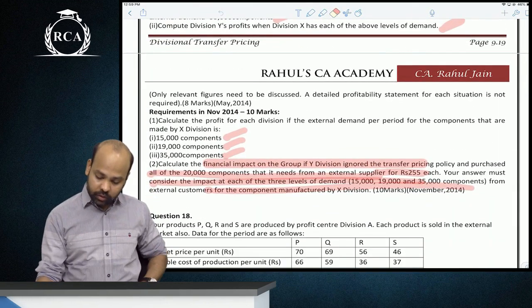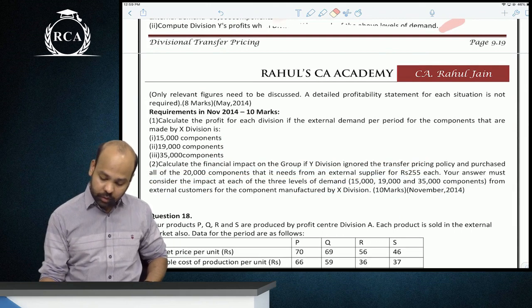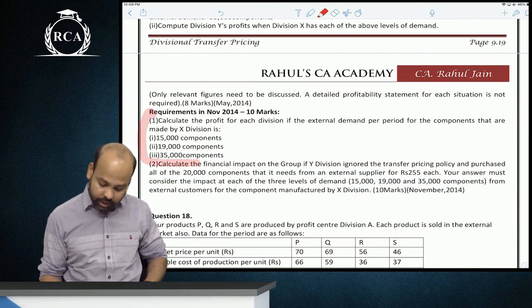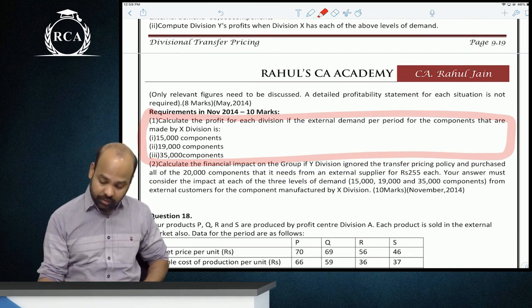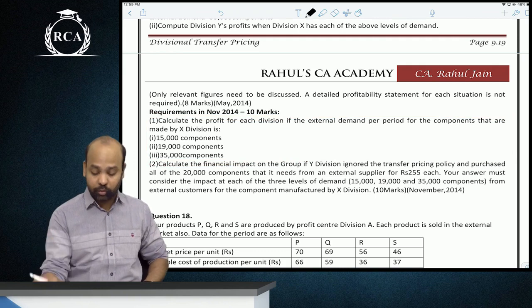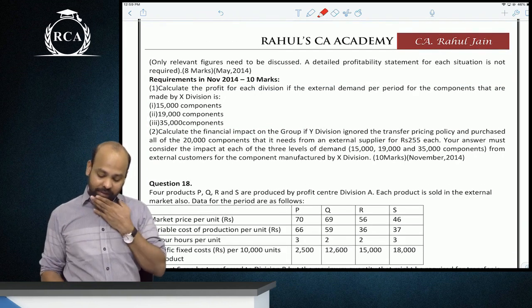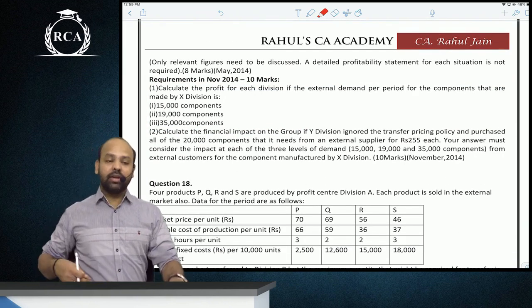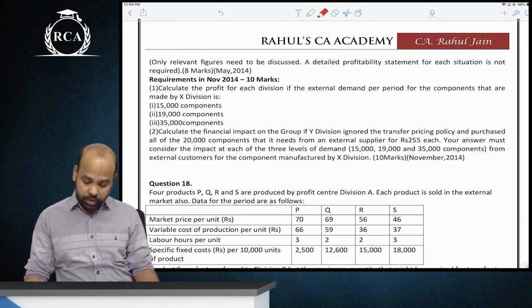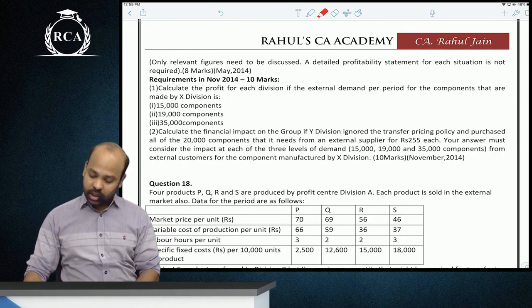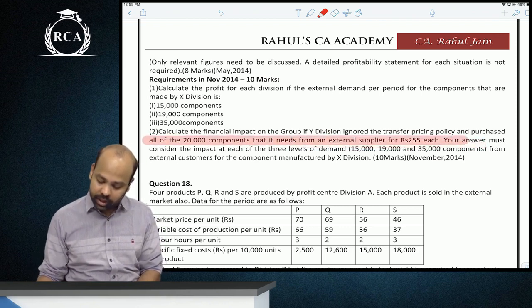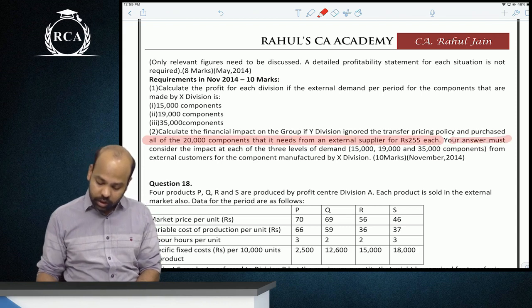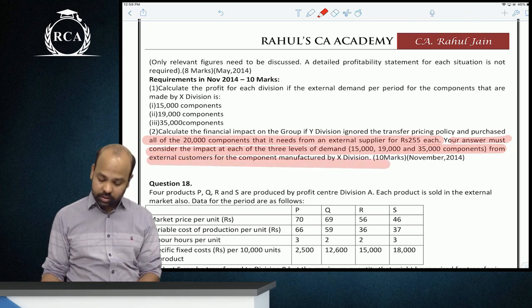In November 2014, beta, the November 2014 question, guys. Now, requirement 1, beta, calculate the profit made for each division. Done with that, beta. It's the same as the above requirement, for all those who think that the same questions cannot be repeated. The second bit, beta, is calculate the financial impact on the group if division Y ignored the transfer pricing policy and purchased all of the 20,000 components that it needs from an external supplier for rupees 255 each. Your answer must consider the impact at each of the three levels, beta.